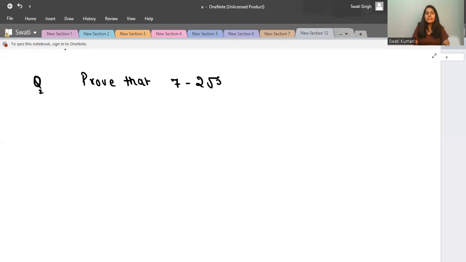So yes, prove that 7 minus 2 root 3 is an irrational number. This question, okay, for example, here you can see how you can solve it. For example, root 3, root 5, root 7, root 11, you are going to use the same method. But what about these questions? So this is also very, very simple, okay? Let us understand that. So it is an irrational number.